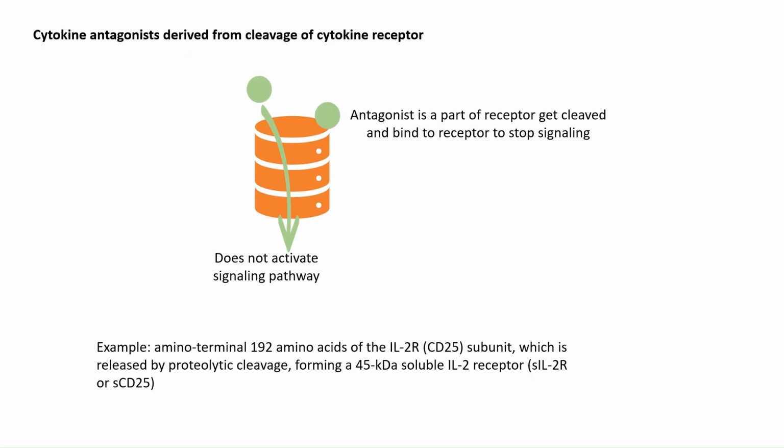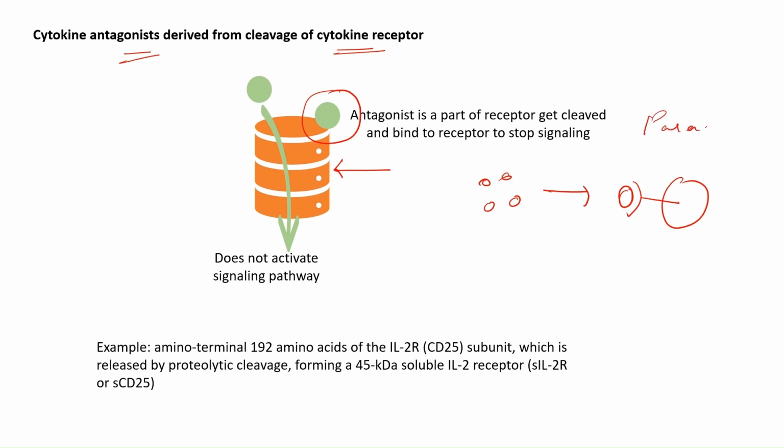Now, there are some antagonists that are derived from the cleavage of the cytokine receptor. That means the antagonists are a part of the receptor itself. What do we mean by receptor? Cytokines are molecules, and they activate the cell after binding with the receptors present in that cell. Such activation can be paracrine in nature. Paracrine means activating nearby cells, or it can be autocrine in nature, that means activating the self cell. So there are some antagonists that are actually part of the receptor itself.